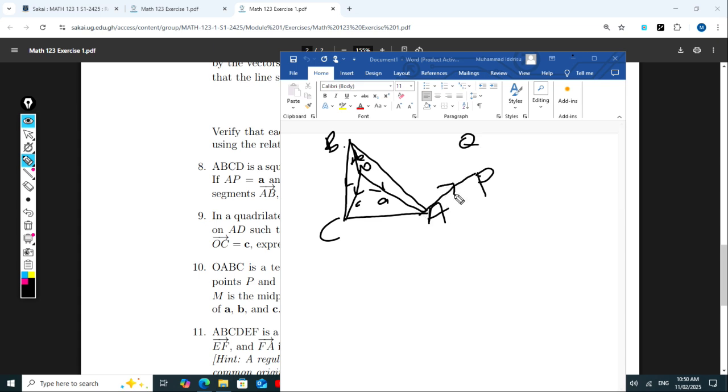If OA is a, then AP is also a. Then BQ is 2 times OB. That means OB is b, then BQ will be 2 times b, 2b. Okay, let's continue reading the question.